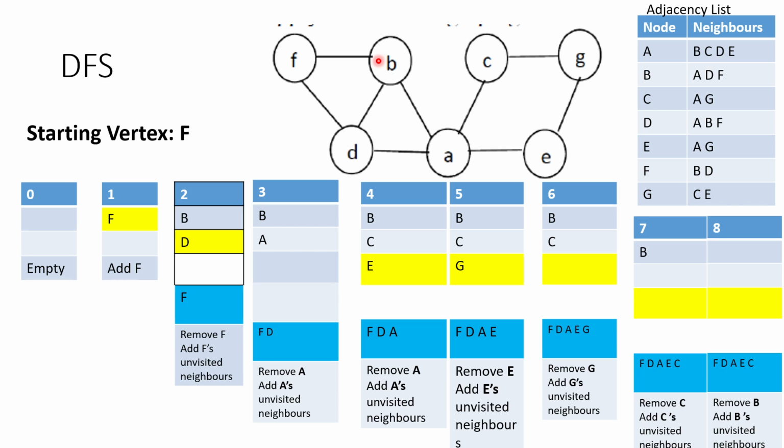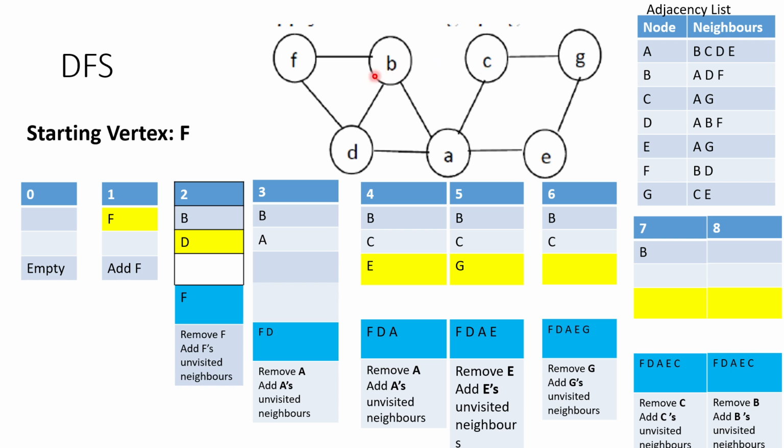From F, the data will go to one of the neighbors. It can be B or it can be D. It can be anything. Here I took D. After D, the data will go to A. After A, the data will go to E. After E, data will go to G. After G, data will go to C.